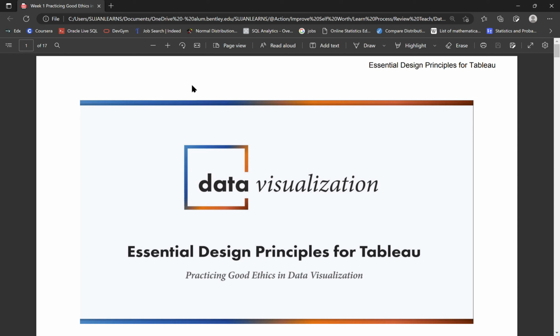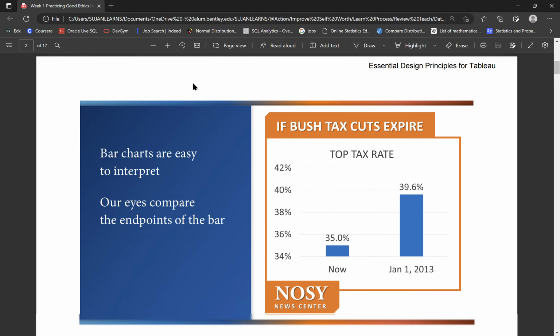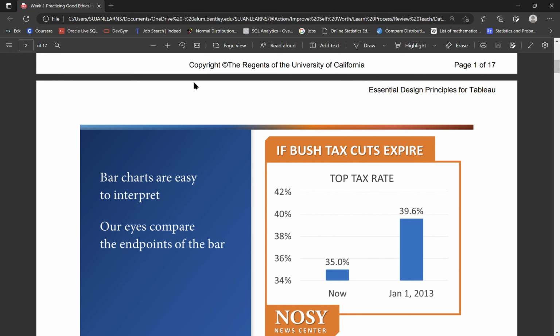Today, I'll be talking about practicing good ethics in data visualization under essential design principles for Tableau. To get started, let's briefly talk about the topic here. Let's begin with what is a data visualization, what is good ethics, and why it's important.